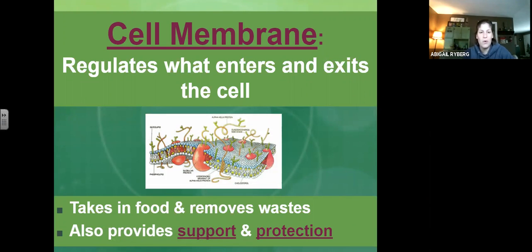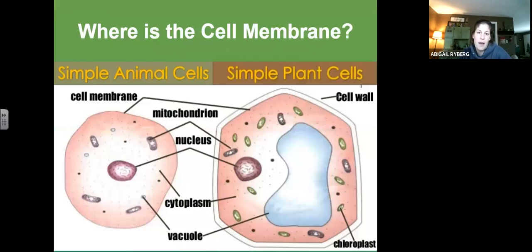The organelle that plays the biggest role, of course, is the cell membrane. As a reminder, the cell membrane is what regulates what enters and exits the cell. This is where a cell takes in food and removes waste, and it also provides some support and protection to the cell. Just a reminder that the cell membrane is present in both plant and animal cells. So all kinds of cells have a cell membrane.